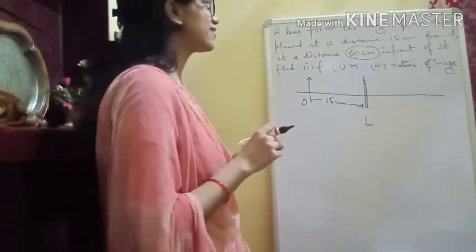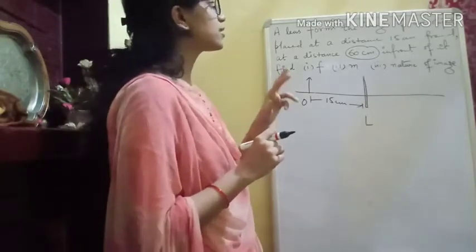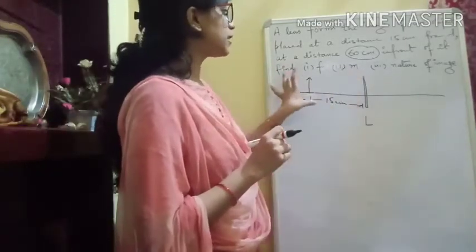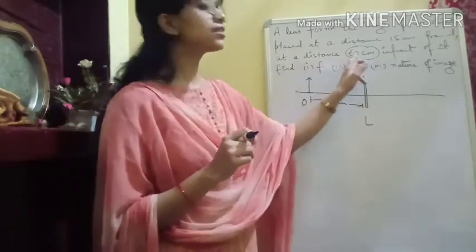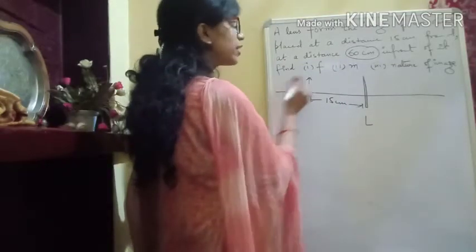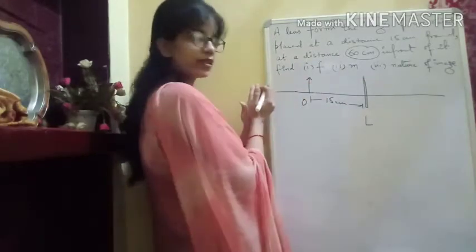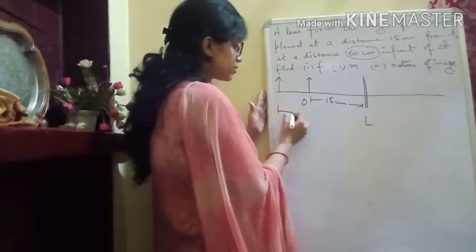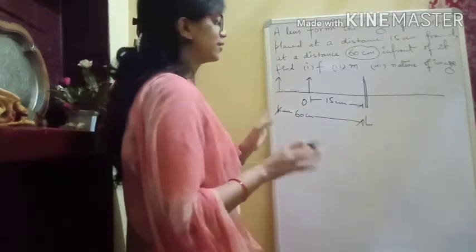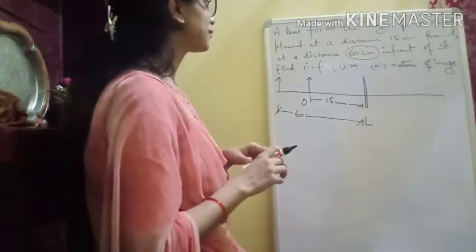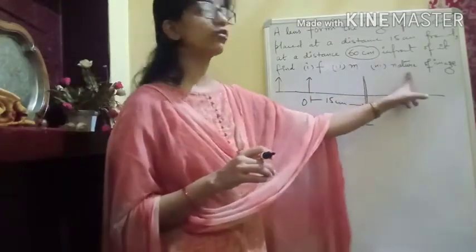You need to read the question and understand. A lens forms the image of an object placed at a distance 15 centimeter from it. So the object is placed at 15 centimeter from it. The image is formed at a distance 60 centimeter, somewhere here in front of it. So the object is also placed in front of it, and the image is also formed in front of it. I think it is clear. In front of it, find the focal length. You have to find the magnification, also the nature of the image.